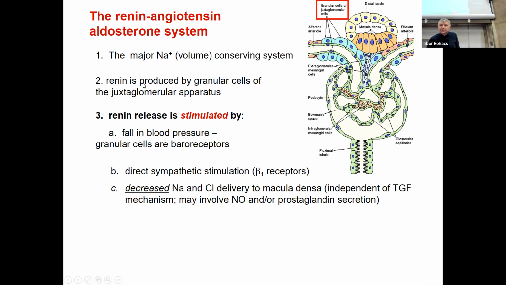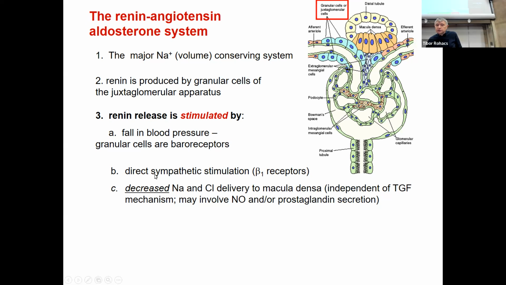So the first step is that renin, which is a proteolytic enzyme, is produced by the granular cells of the juxtaglomerular apparatus, which are basically specialized smooth muscle cells in the afferent arterioles. The primary factor that stimulates renin release is a fall in blood pressure. These granular cells are basically baroreceptors. So if your blood pressure here is lower, that's going to turn on renin. That's the primary stimulator.